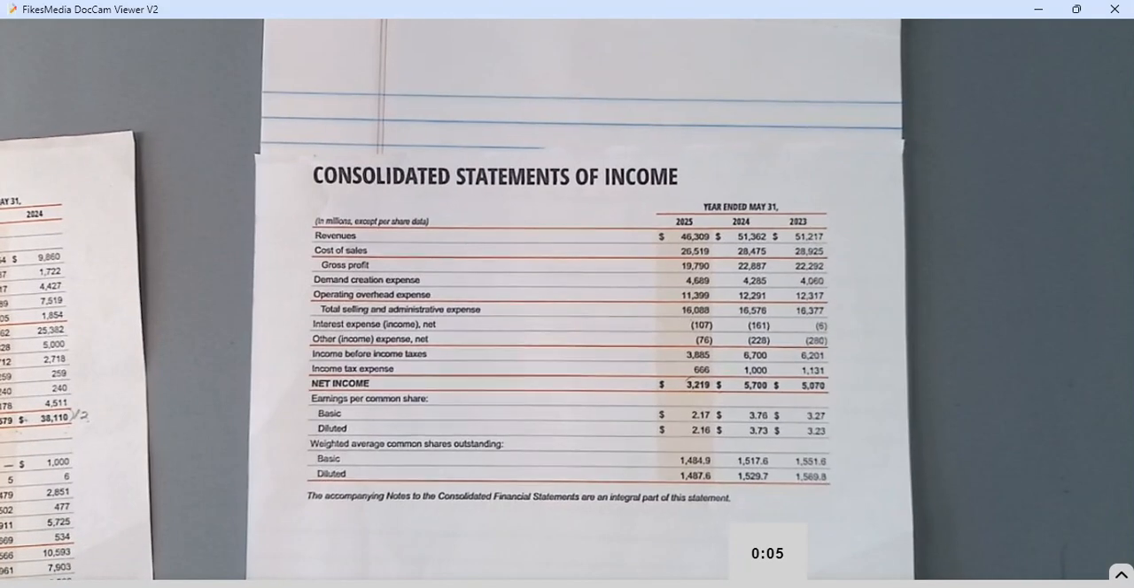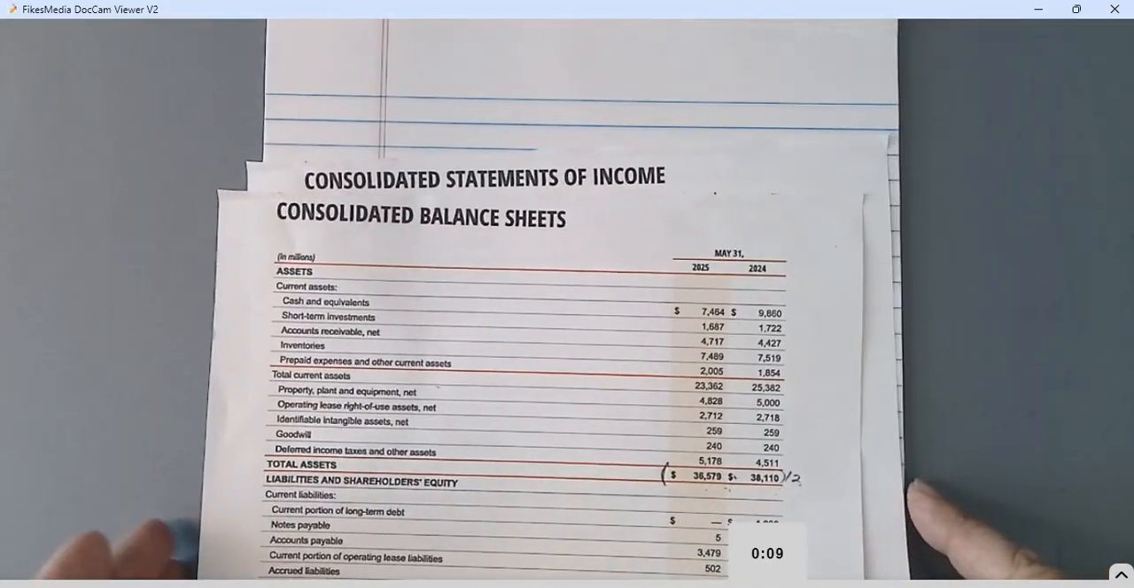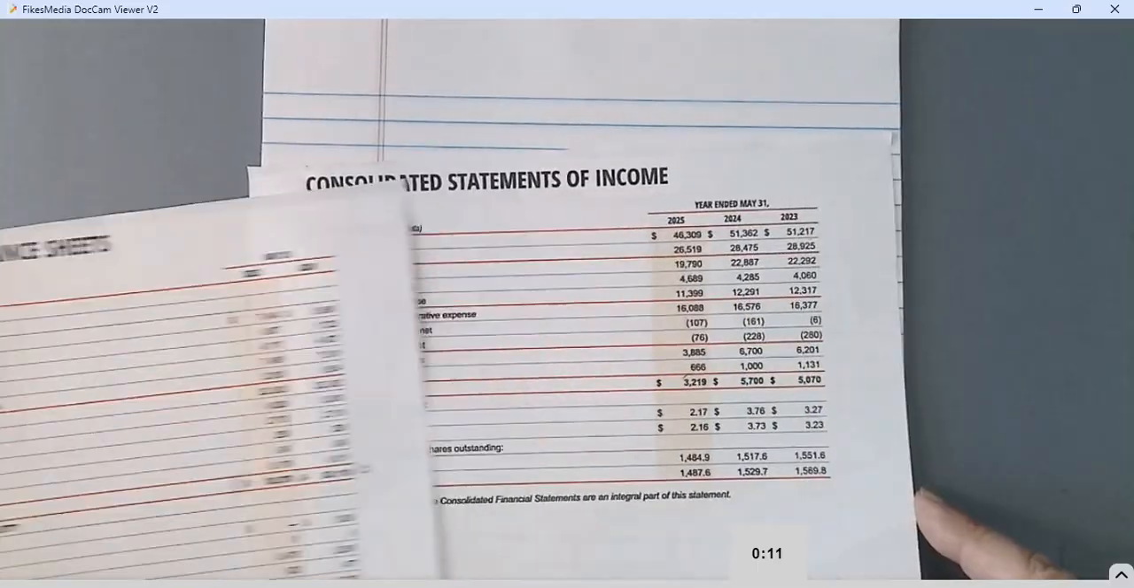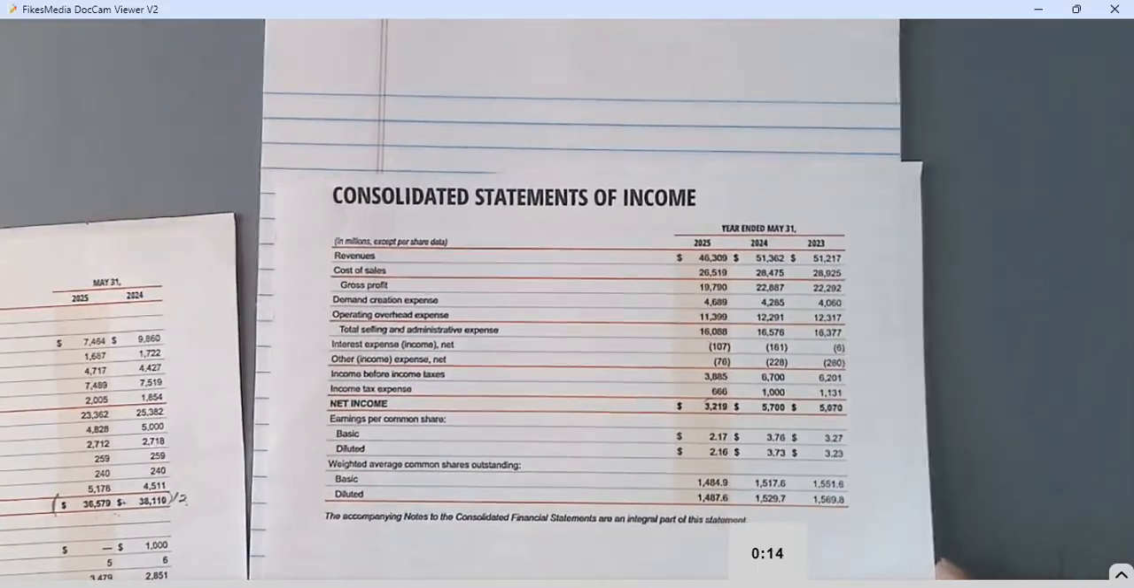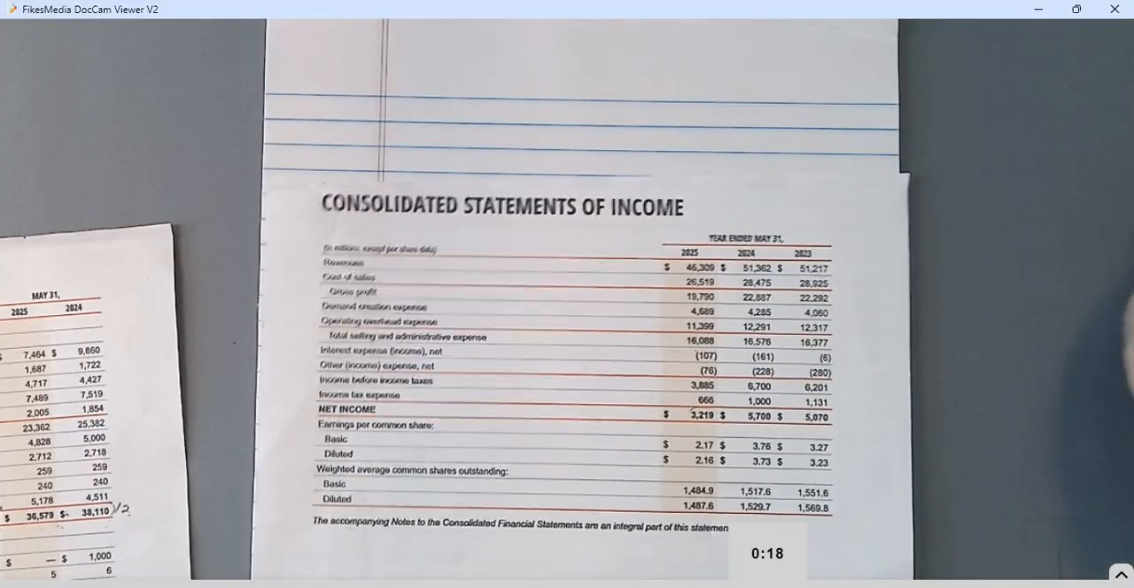I have here an income statement of a public company along with their balance sheet for the years 24, 25, and a 3-year on the consolidated statements of income. So let's take a look at the gross profit margin of this company.